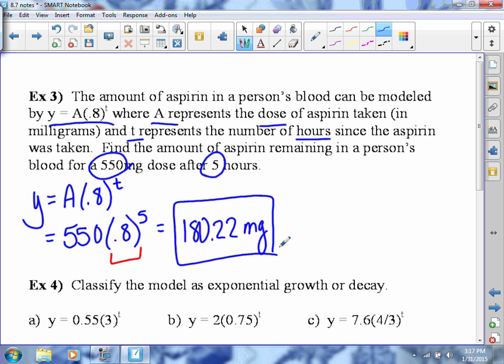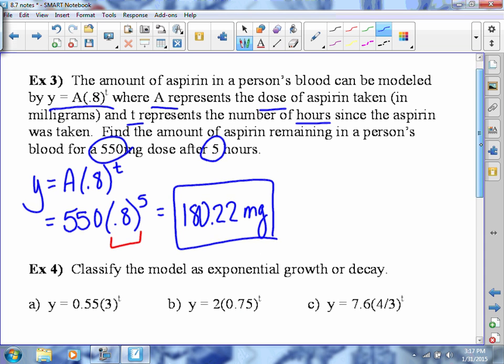So make sure you label it, and then if you wanted to write this as a complete sentence, you would say the amount of aspirin remaining in a person's blood after 5 hours is 180.22 milligrams.